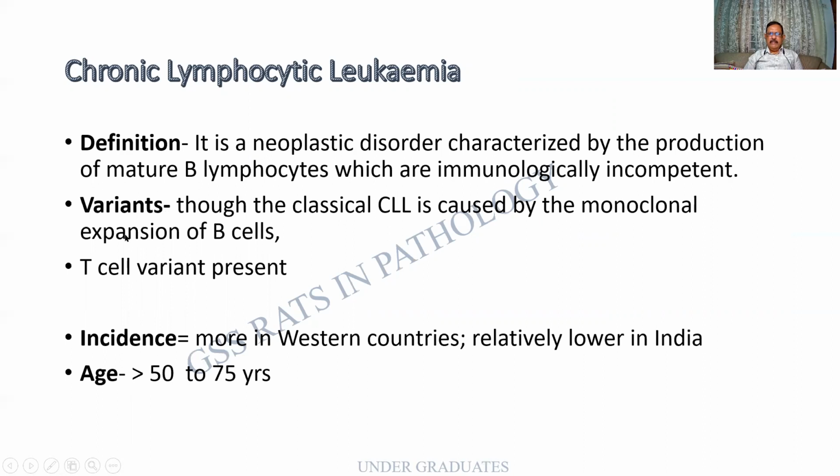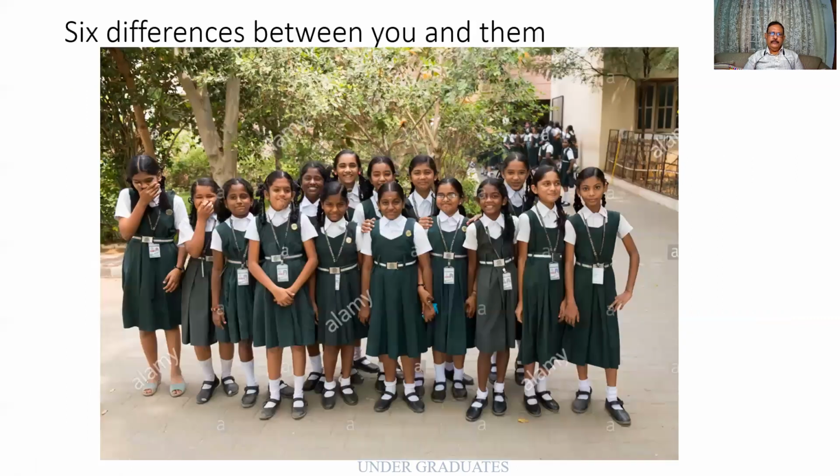The variants can be, mainly it is the B cells, but sometimes you can get a T cell variant of it. Incidence, they say mostly in the Western countries, but nowadays it is commonly seen in India as well. And the age is definitely beyond 50 years. Don't say it is a 25-year-old male and then call it a chronic lymphocytic leukemia. Highly unlikely. It is a disease of old age, and people say that you die with the disease rather than of the disease.